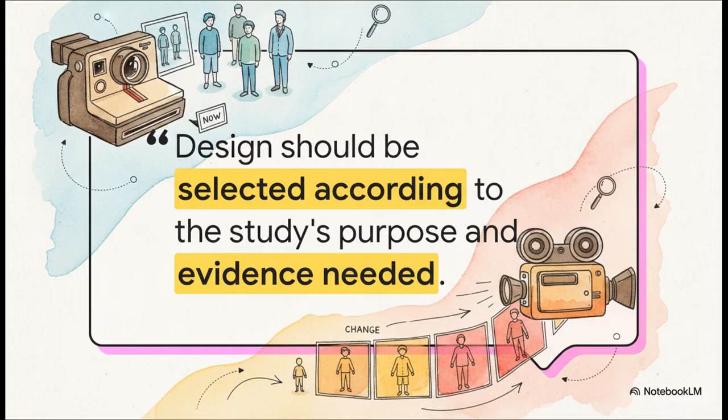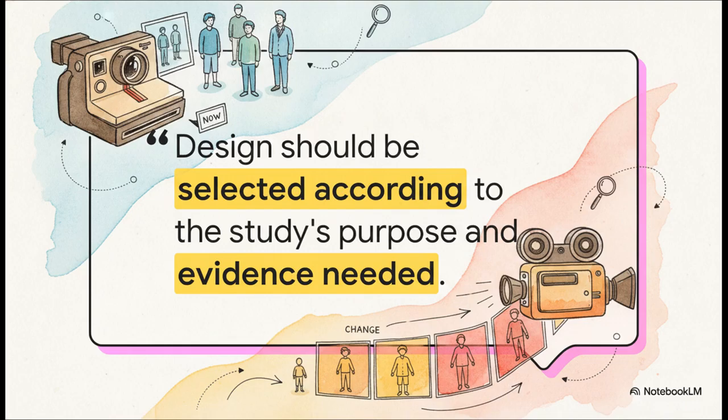Now, as a researcher, this next point is essentially your golden rule. Way too often, people pick a method just because it's easy, or maybe it's just what they're familiar with. But as the renowned methodologists Creswell and Creswell tell us, research design should be selected according to the purpose of the study, the research questions, and the type of evidence needed. Honestly, there is no universally perfect design out there. There's only the right tool for the specific evidence you need to gather.